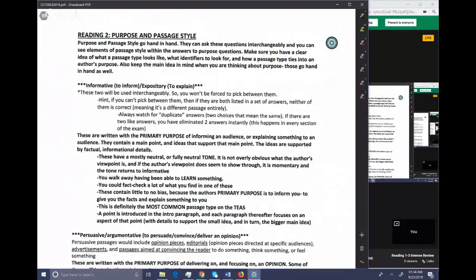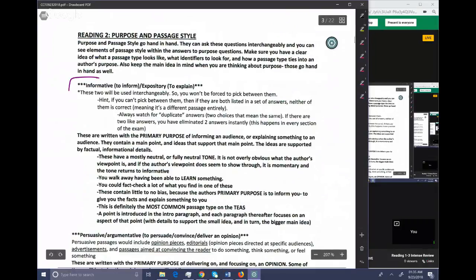So don't forget purpose. There is no word more important in reading, all of reading, than purpose. Always think about the author sat down with a blank piece of paper in front of them for what reason? Why did they write this? What kind of passage were they aiming for? What was their point? And the point would be the same thing as the main idea. And what was their purpose? Always look for that and you won't get them mixed up.